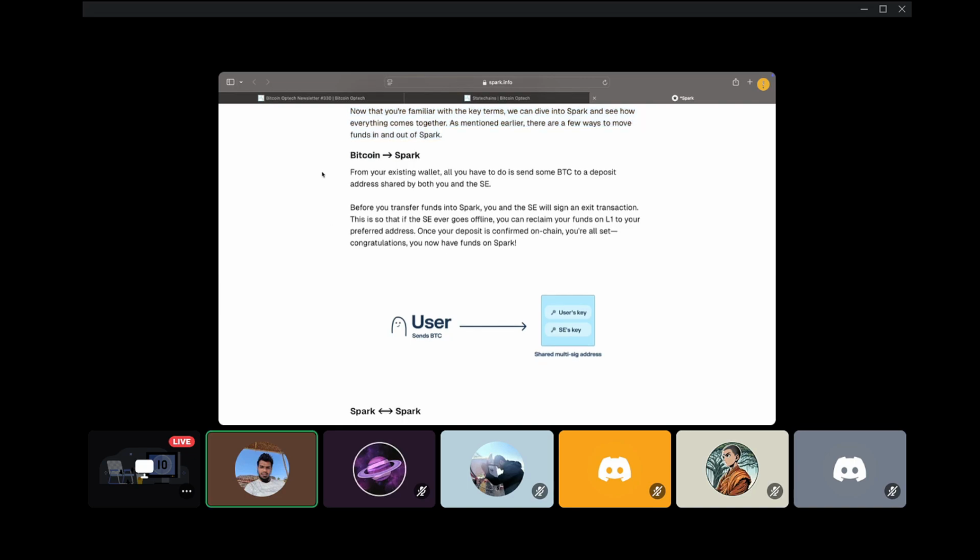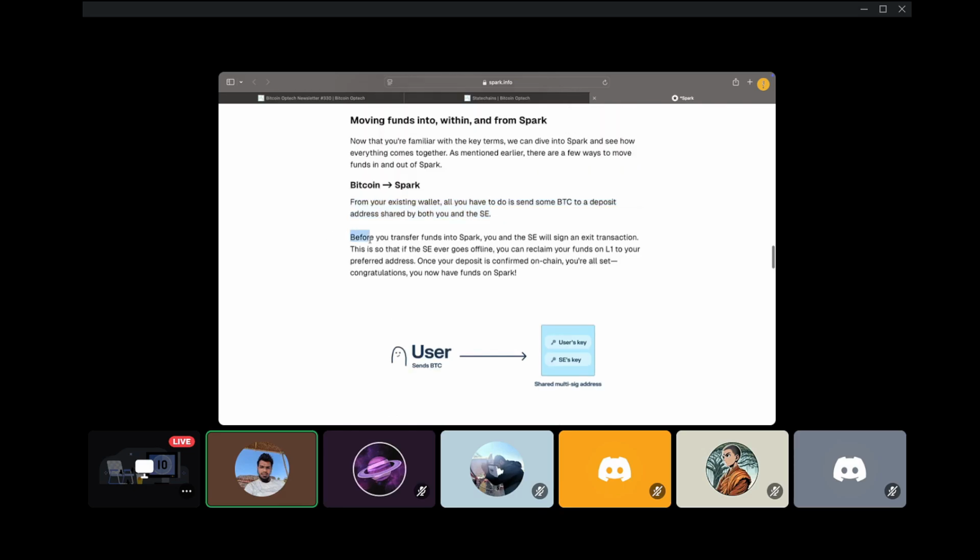From Bitcoin to Spark. From your existing wallet, all you have to do is send some BTC to a deposit address shared by both you and the SE, as we discussed above. Before you transfer funds into Spark, you and the SE will sign an exit transaction. This is so that if the SE ever goes offline, you can reclaim your funds on L1 to your preferred address. Once your deposit is confirmed on chain, you're all set. Congratulations, you now have funds on Spark.